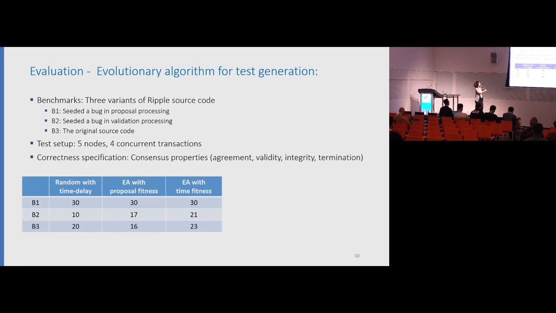So here are the results. The experimental setup is the same. Now we compare the evolutionary algorithm with proposal fitness and time fitness to the naive random execution with time delay. We have 30 runs, and we report the number of runs that detect bugs. What we observe from the table is that the evolutionary algorithm successfully directs the execution towards buggy executions because we detect them more frequently in our tests. And also in our experiments, time fitness outperformed the proposal fitness.